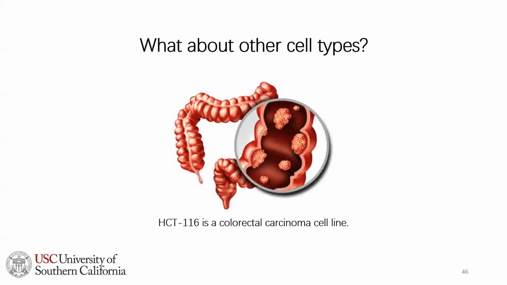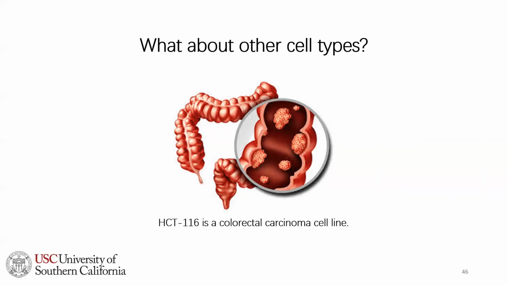So once we had these really cool results in the liver carcinoma cell line, the next natural question was, well, what about other cell types? How will this look in a completely different cell line? And so we then investigated another cell line. HCT116 is a colorectal carcinoma cell line.